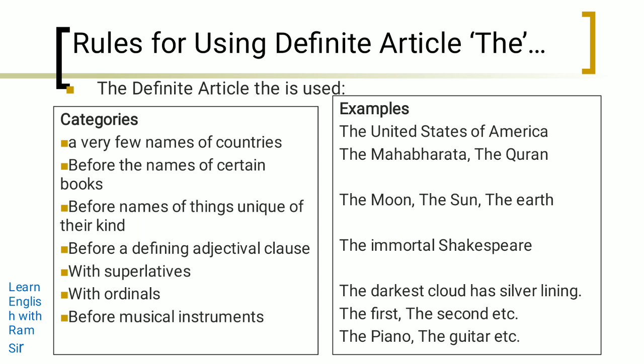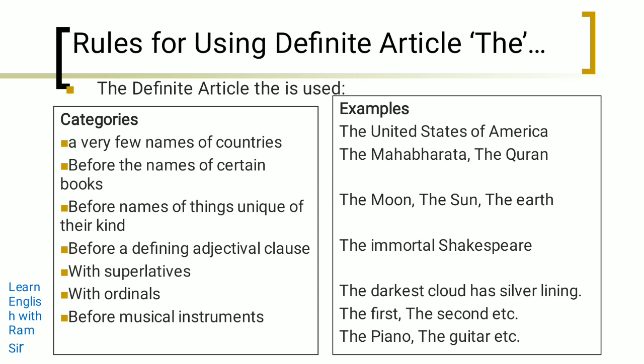For example, the United States of America, right? It means they are using the before the name of their country. The next thing, before the names of certain books. It means we have some holy books in every religion. And whenever you are going to tell something about them, that time you have to put the article. For example, the Mahabharata, the Quran, the Gita, right? It means this is very much needed, that you have to put the article before them.